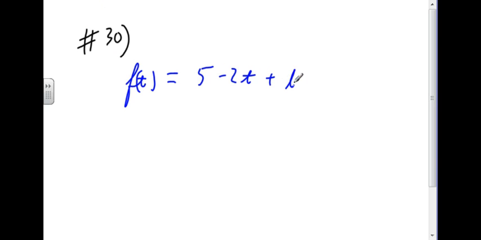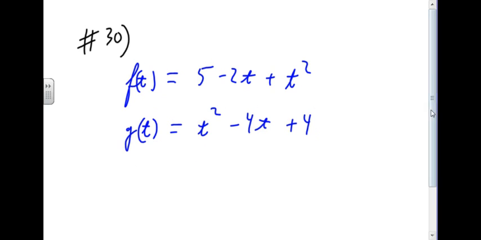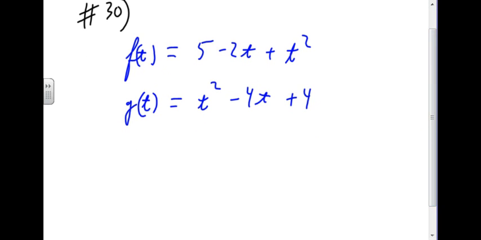Moving on to number 30. Okay, well this looks cool. Okay, so f of t is 5 minus 2t plus t squared. And g of t is, you notice how we go in alphabetical order, A, B, C, D, F, G, notice that? They just have no appreciation at all for using any of the other alphabet. Okay, I think it has to do with the French myself, but could very well be.